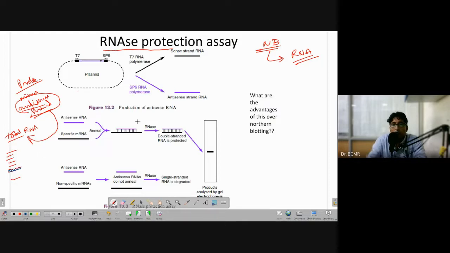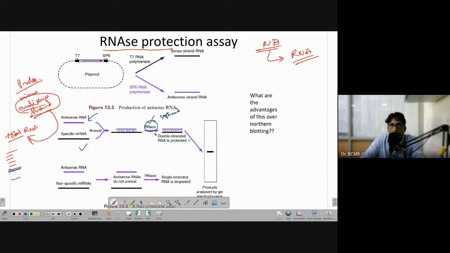And now we are going to something like this. You have the specific mRNA that you're looking for, and you added the antisense RNA. You allowed the annealing to happen, and then we have treated it with RNase. So RNase will degrade all the RNA that is present, except this particular region. So we are choosing an RNase which is single strand specific.